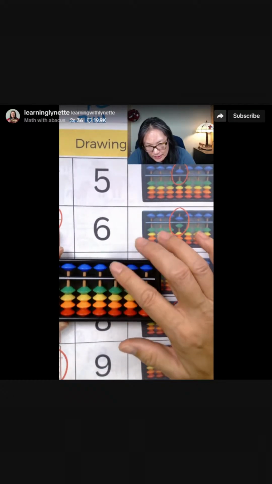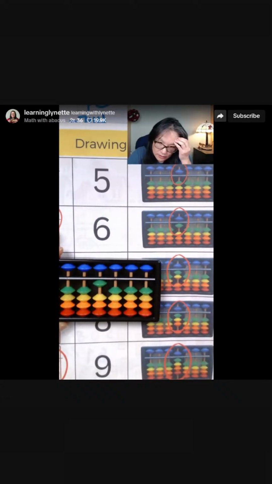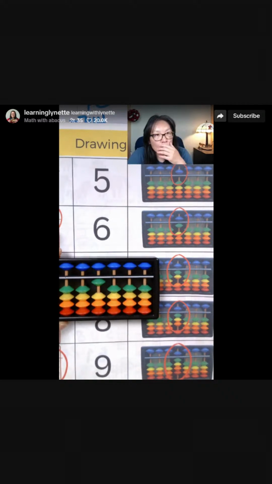Yeah, I think it really helped to be able to talk to adults with abacus, because teaching kids, they don't ask questions. And so I didn't know how to bridge the mainstream math to abacus.